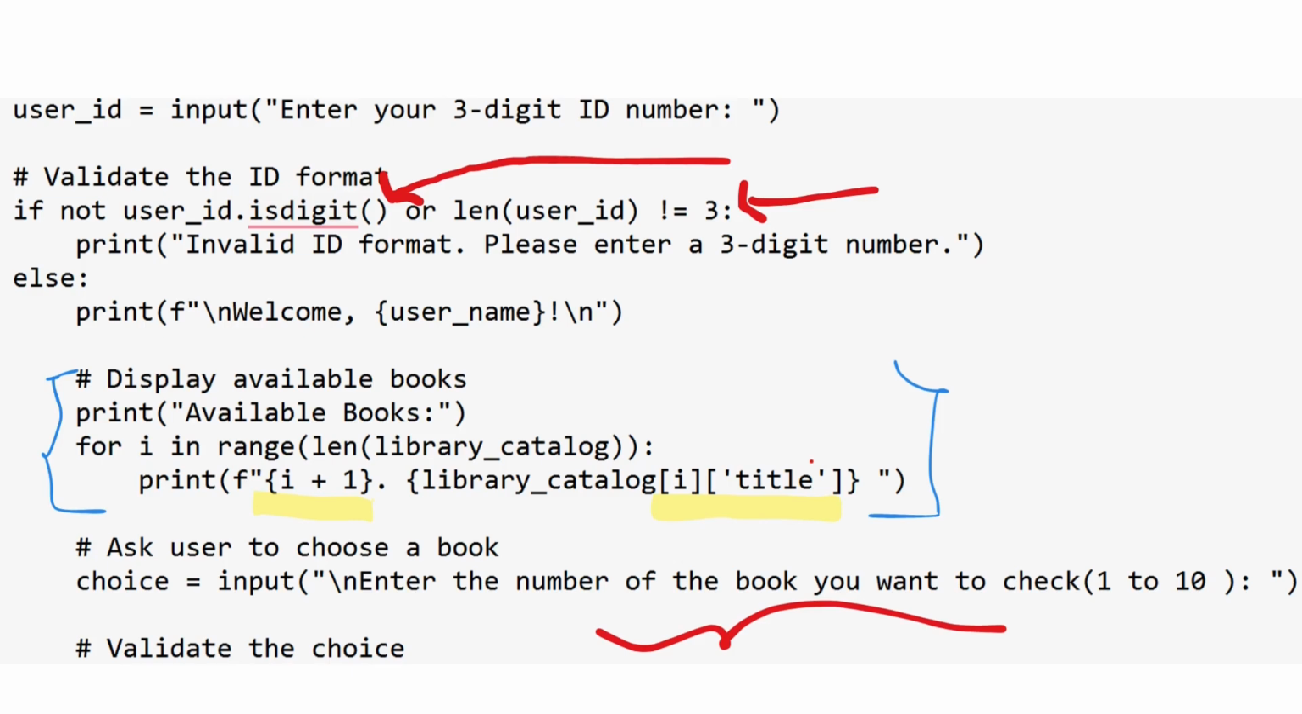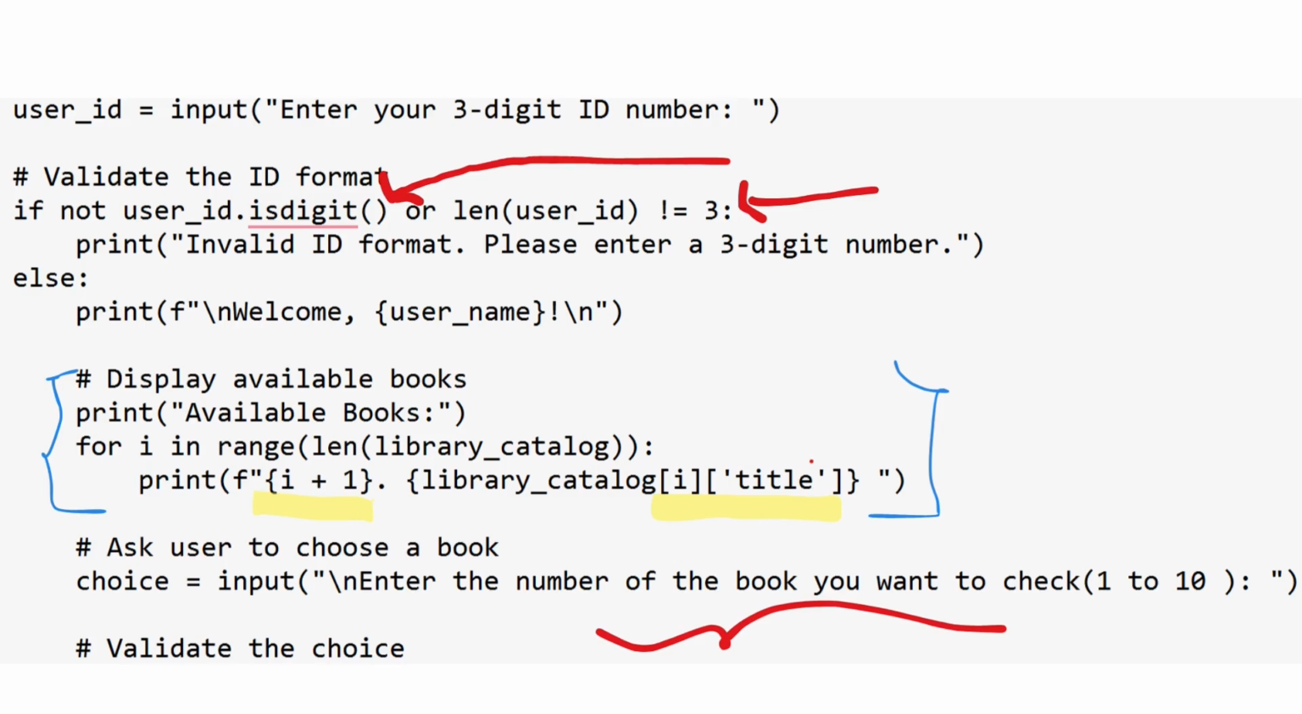And print an f-string with i plus 1 as the number. At first, i is 0, so 0 plus 1 is 1. Then library catalog of 0, title. At first we have The Catcher in the Rye, so that book will be displayed. Always remember that a list has indexing starting from 0. So library catalog of 0 is the first element in the list.